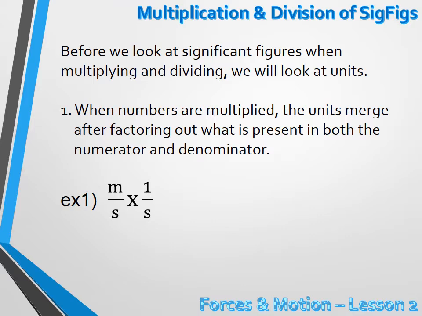In our first example, we don't have anything that can factor out in the numerator and denominator. So we'll simply merge the tops. So this will equal meters on top divided by, well, we have two s's on the bottom, so that would be seconds squared.